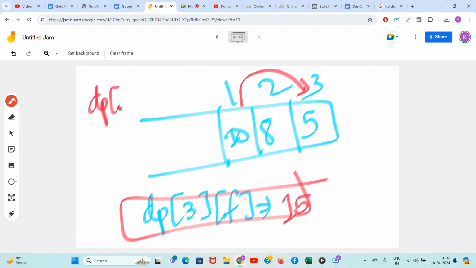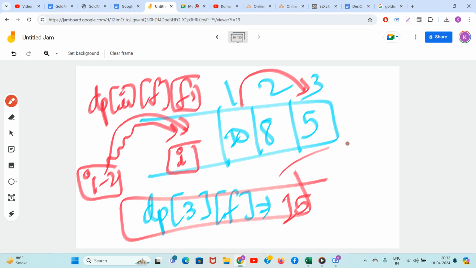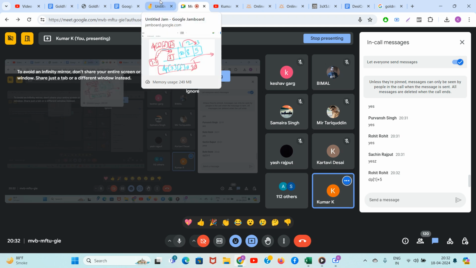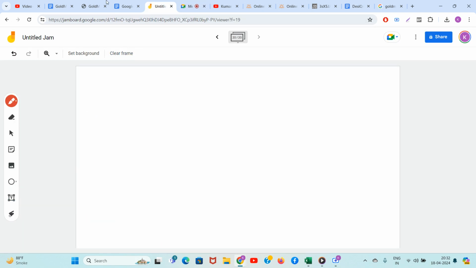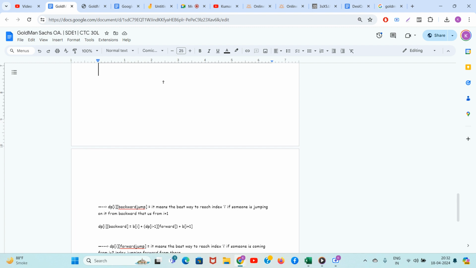DP of I forward means that if this is the index I, you are reaching it from I minus 2 for sure. This is a forward jump. Is it clear to you people? What is the meaning of DP of I forward? Do you guys know calculating DP of I forward is the easiest thing? Because it is easy, we know that. Great job. Awesome. We know what's happening for DP of I forward.